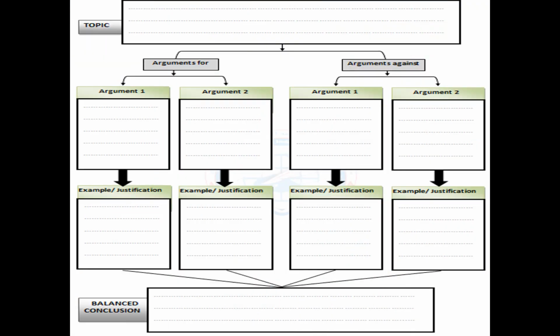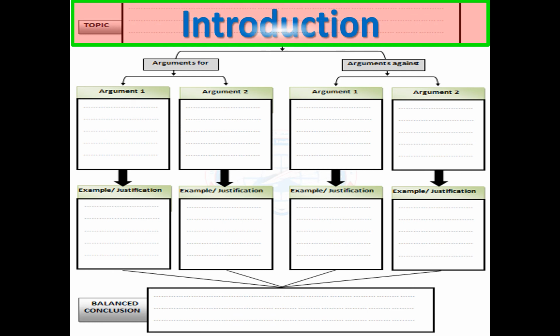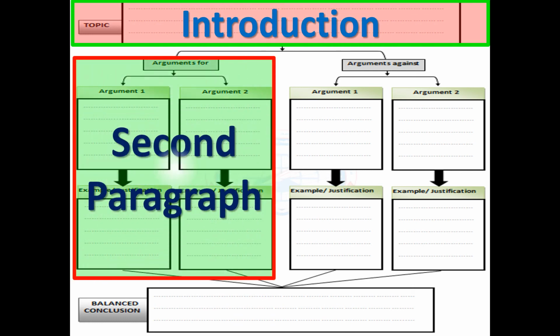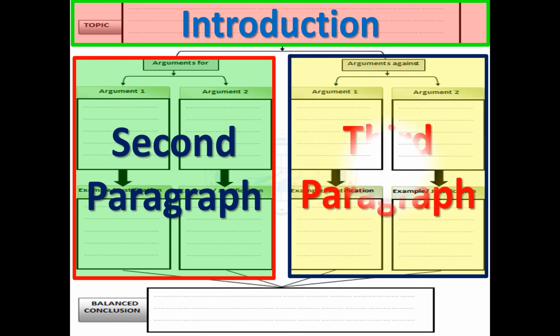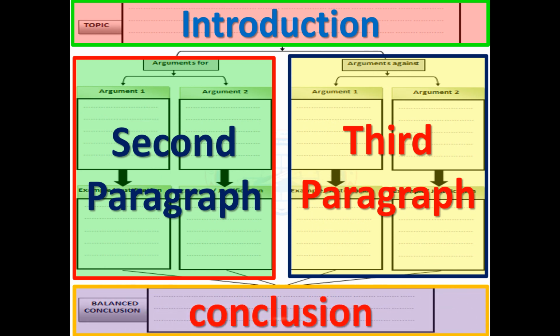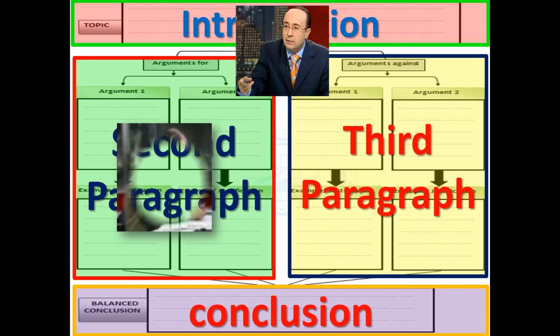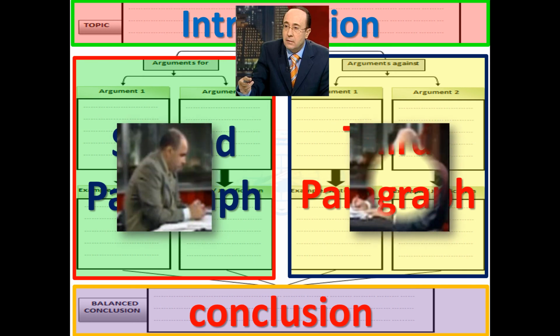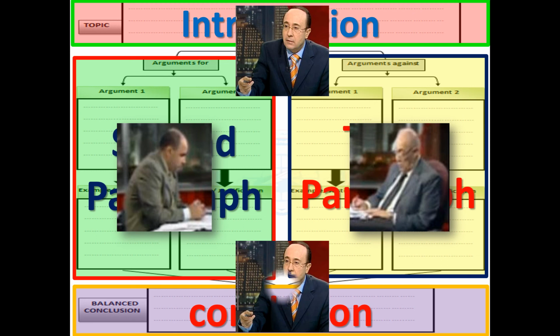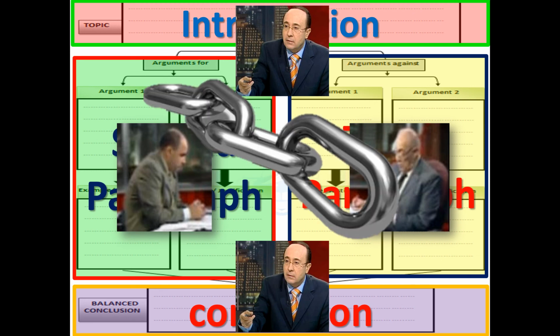This is our planner. Here we have the topic, and then here we mention the arguments for the topic, two arguments and their evidence or justification. Again, we have two arguments against the topic in the third paragraph, and finally we conclude. And as you see, Faisal appears here, or you as a writer, and then the supporting side, the opposing side, and finally you conclude. Most importantly, you have to use linkers which link all these ideas.